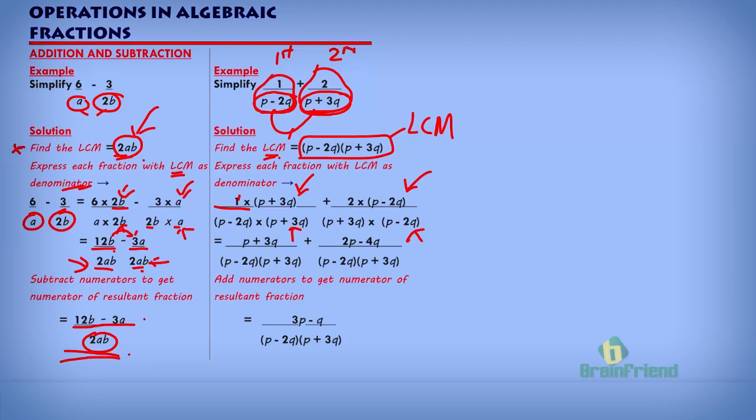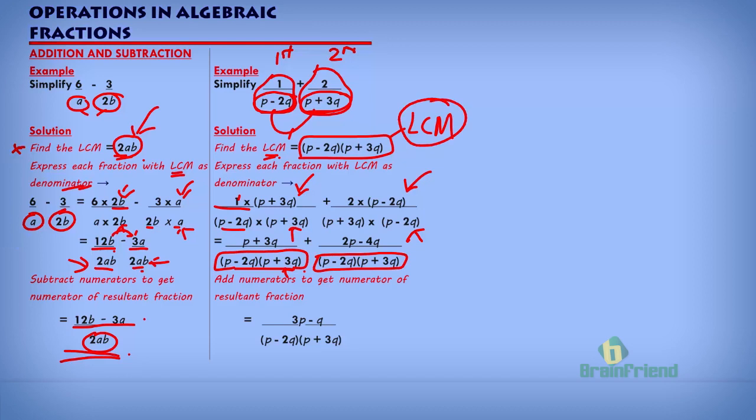Now we have p plus 3q, and then we multiply p minus 2q, all in bracket, p plus 3q. That, of course, is our LCM, and that is what we sought from the beginning. Plus 2 multiplied by p minus 2q gives us 2p minus 4q, all over p minus 2q, all in bracket p plus 3q. Of course, this is our LCM. So we've been able to achieve same denominator, and that denominator is our LCM as agreed earlier.